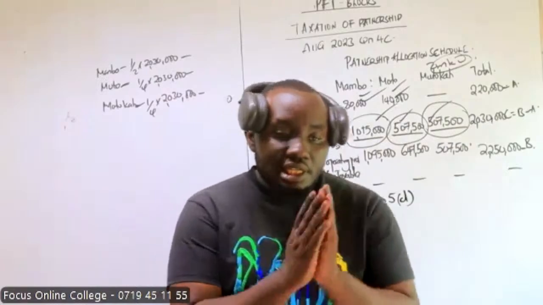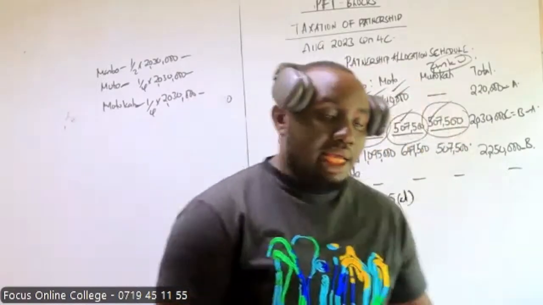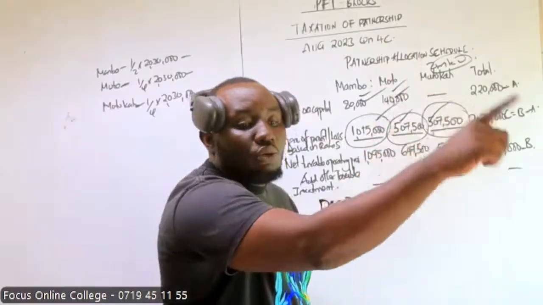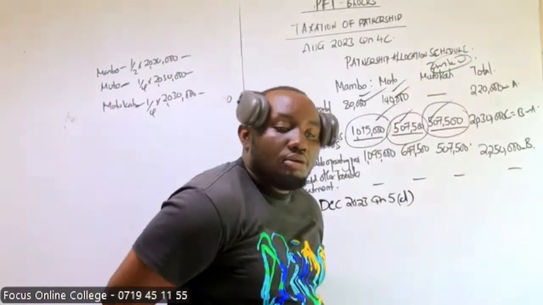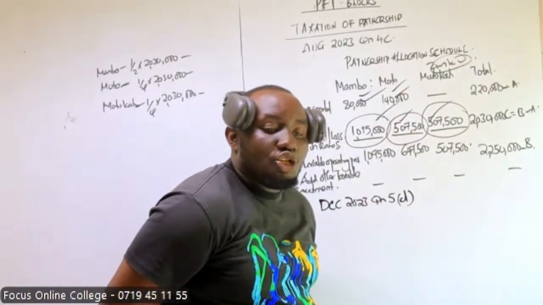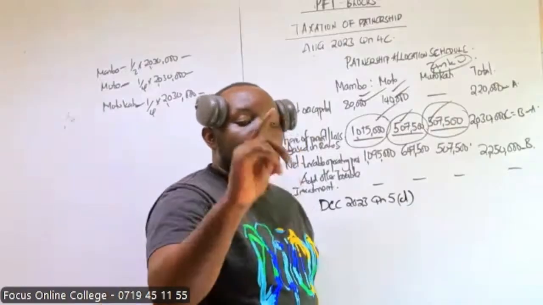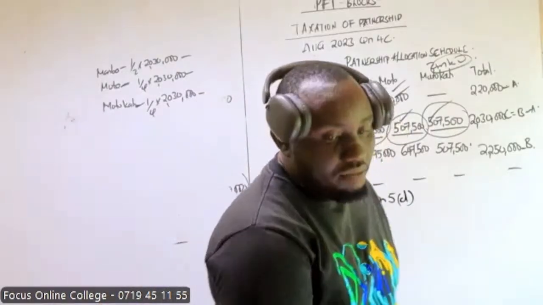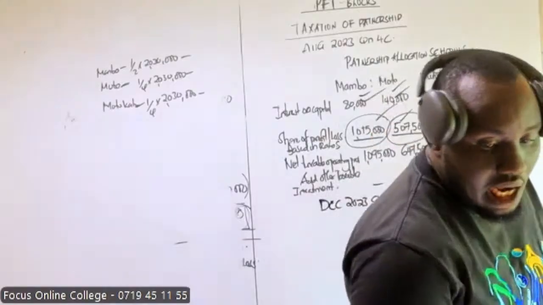Implying that the rental income for the partnership, you're going to take it to the allocation schedule. We are going to take it to the allocation schedule. Tafadhali bonyeza yes. Are we together? I hope that is understood.